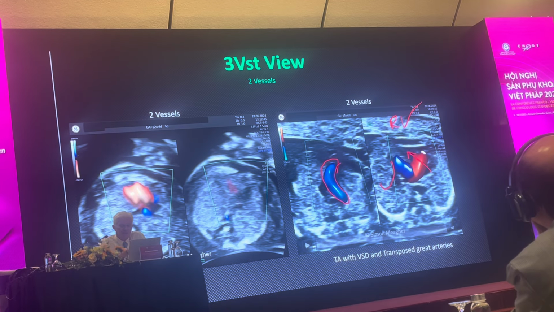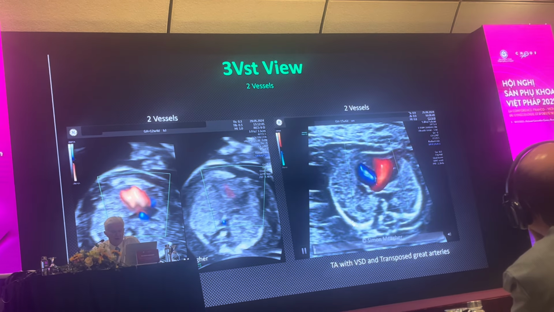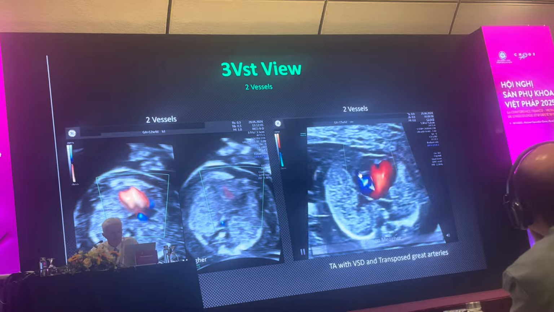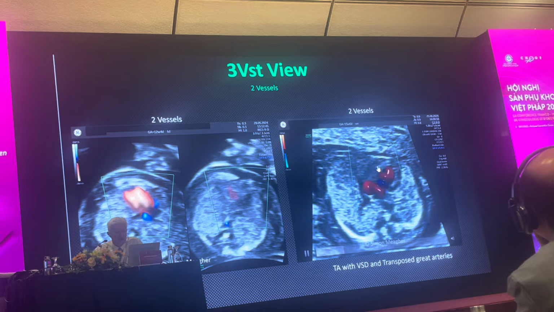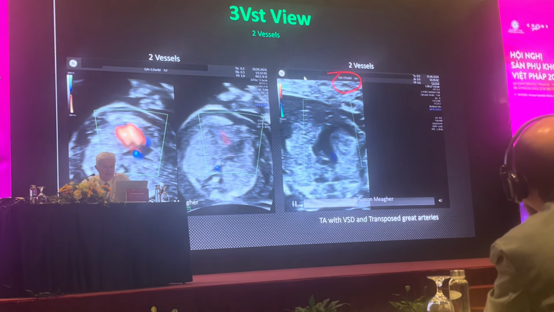So this is a baby with a complex cardiac abnormality. He's got tricuspid atresia, VSD and transposed great arteries at 13 weeks and 6 days of gestation.